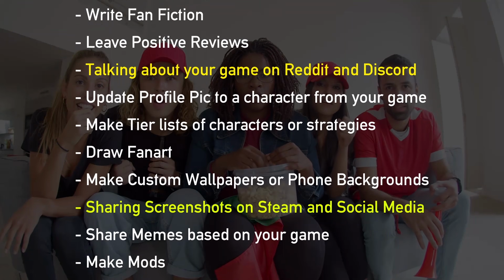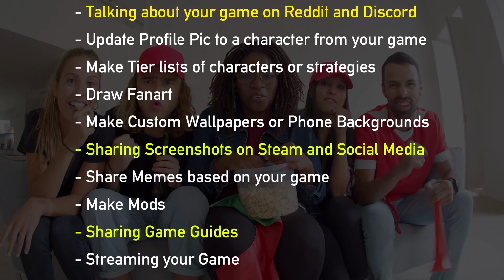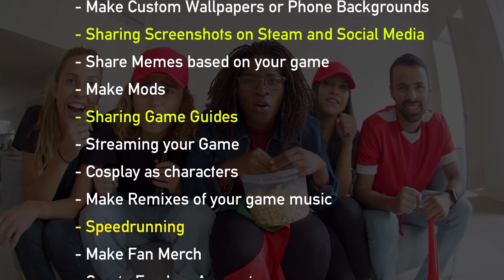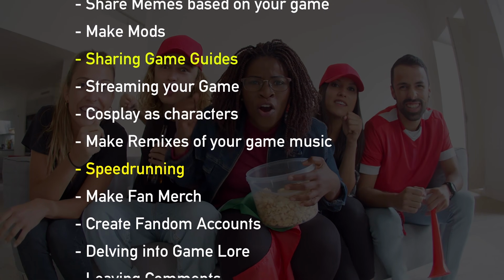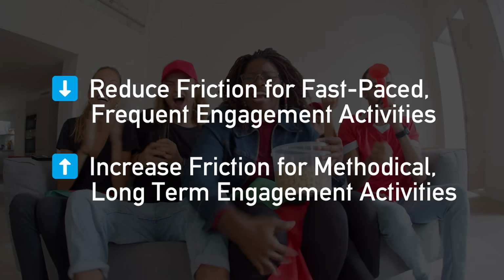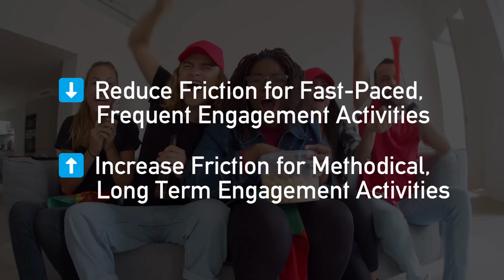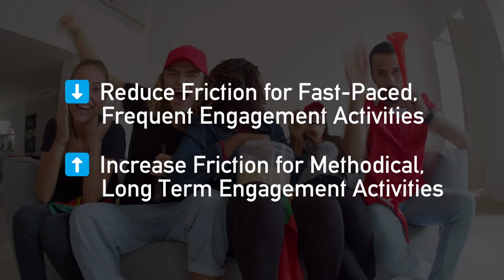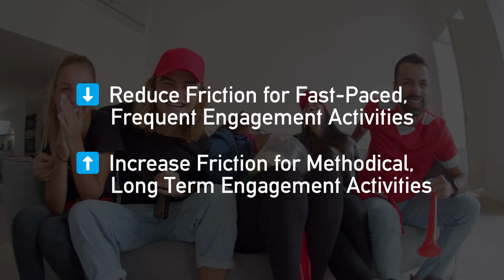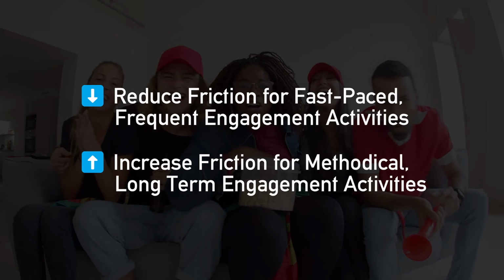But sometimes the most interesting thing about your game isn't the game itself, but the way your players interact with it meta-contextually. If you have fans, they're talking about the game on Reddit and Discord. They're sharing screenshots on Steam and other social media. They're sharing guides, they're speedrunning it, and generally trying to learn everything they can about it. Reduce friction for player behaviors you want immediately, like sharing content or posting online, and increase friction around engagement you want players to engage with deeply and repeatedly, like speedrunning, exploring your game's narrative and themes, or finding every last secret you've hidden in it.